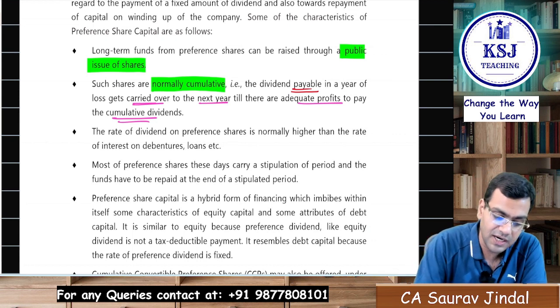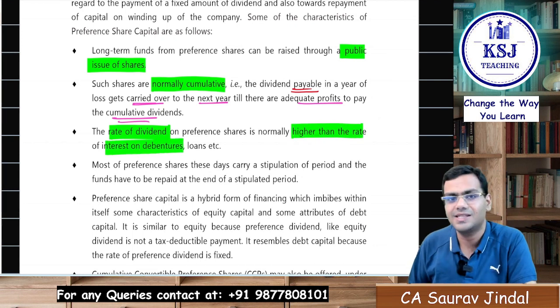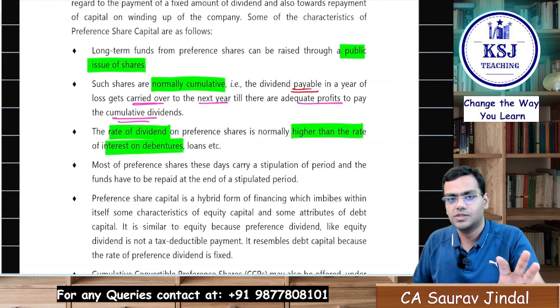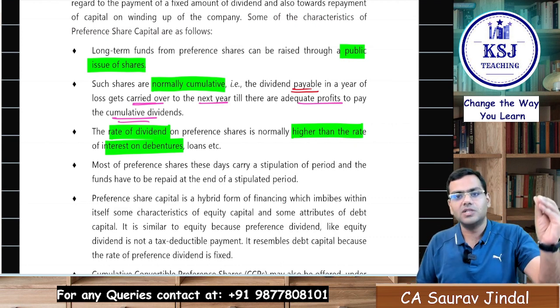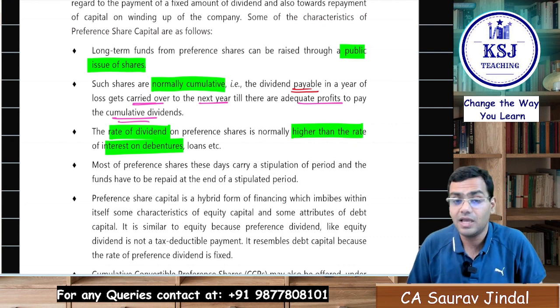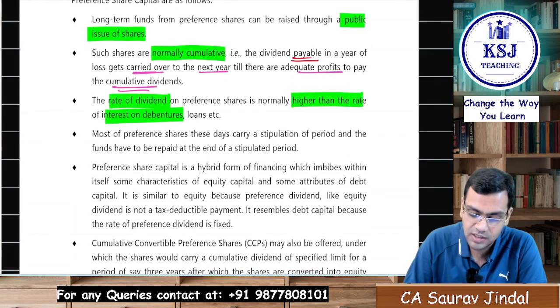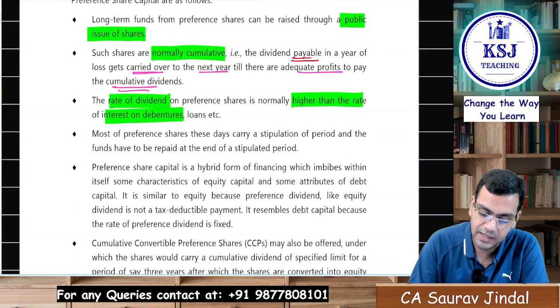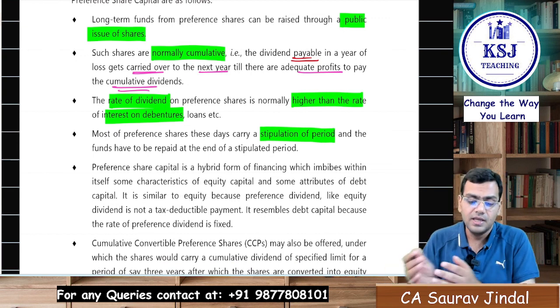The rate of dividend is fixed, right? Normally the rate of dividend is higher than the rate of interest on debentures because they are also the kind of owners, right? And they also carry the risk, not that much as compared to the equity shareholders, but yes, to some extent they also carry the risk of the payment. Most of the preference shares these days carry a stipulation of period, and the funds have to be repaid at the end of a stipulated period.